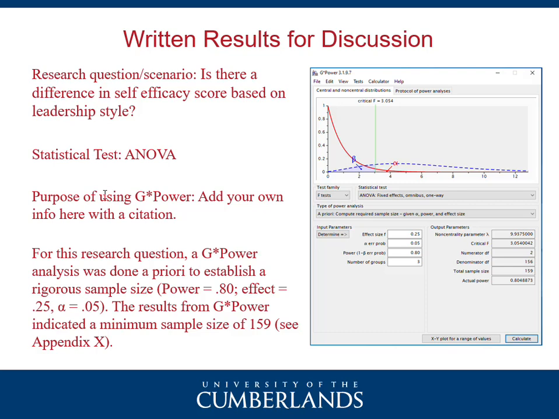And remember, we did talk about the purpose of using G-Power in a previous video. So then you would include, for this research question, a G-Power analysis was done a priori to establish a rigorous sample size, include power, effect size, and your alpha, and the results from G-Power indicate a minimum sample size of 159. Then see Appendix X, and you need to include that because you should always include the G-Power output, whether it's for our discussion, your IRB, or your Chapter 3.